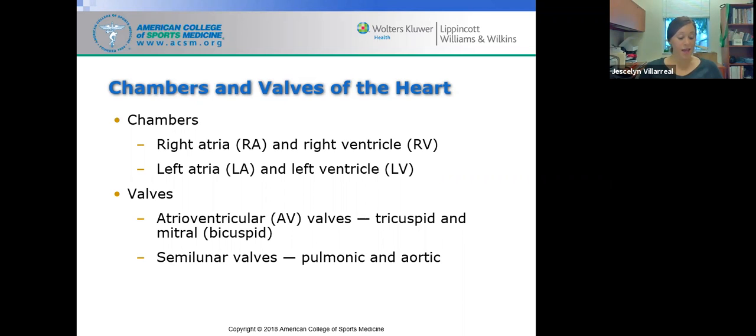Going back up to the chambers, the left atria collects blood from the lungs and pumps it to all parts of the body through the arteries. So we want to think right atria, responsible for collecting deoxygenated blood from the body and pumping it through the lungs. The left atria collects blood from the lungs and pumps it to the parts of the body through your arteries.